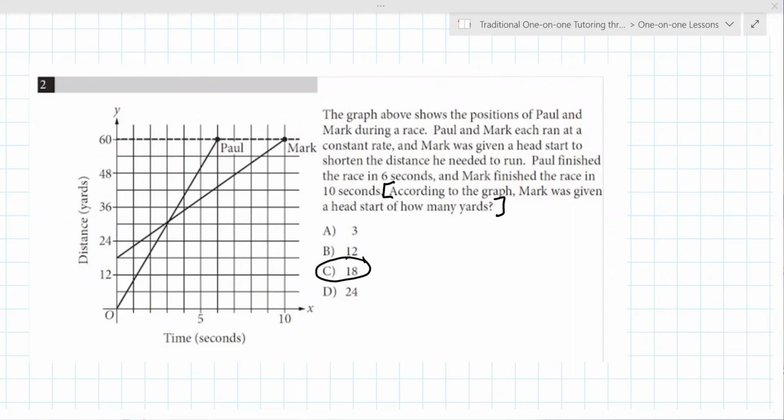Let's try another. Mark still lost. Wow. You ever heard of the tortoise and the hare? No. What? Okay.